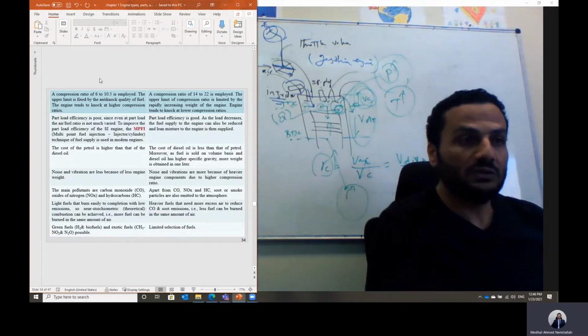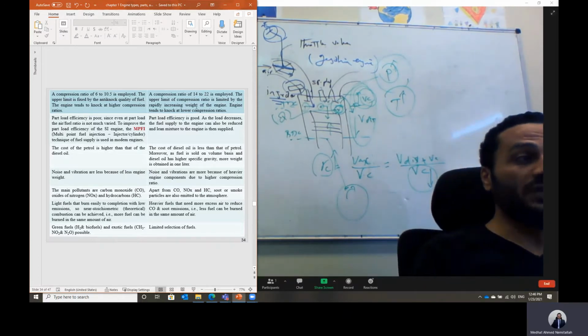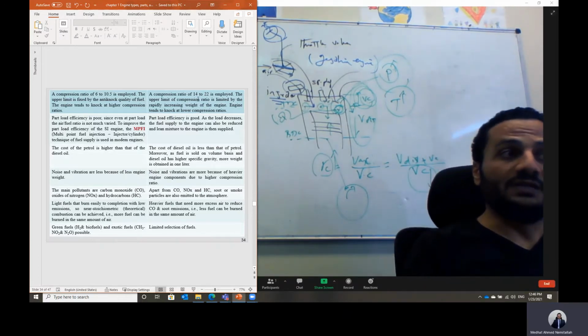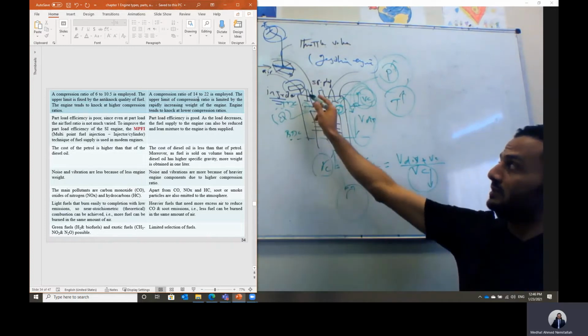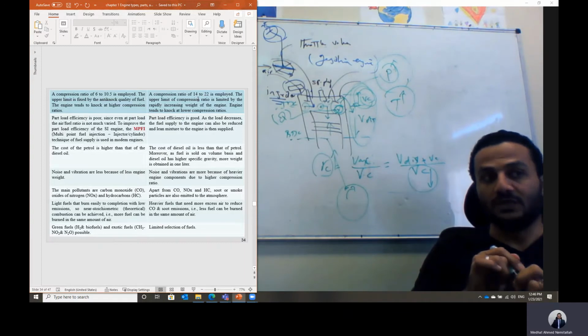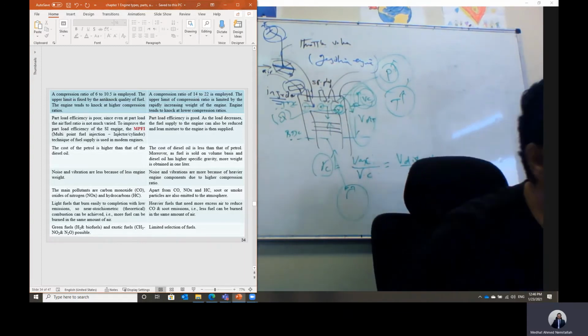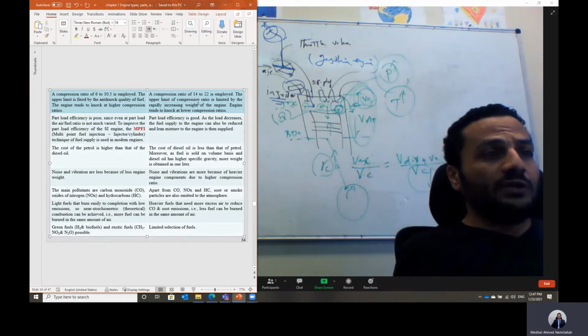So in the case of a gasoline engine, we cannot raise the compression ratio. But in the case of a diesel engine, we can raise the compression ratio, as the charge through the intake valve to the engine is only air. We don't have fuel to self-ignite. The fuel is only injected at the end of the compression stroke. That's why we can go for a higher compression ratio.